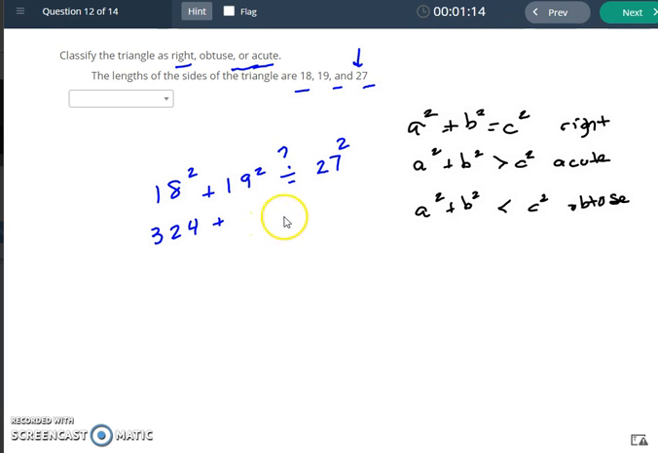So when you're doing the math, 18 squared is 324. 19 squared is 361, and then 27 squared is 729. When I add that left-hand side together, we get 685. Well, 685 is less than 729, and so because it's less, I'm looking over here at my chart, that means that my answer for this problem will be that it is obtuse.